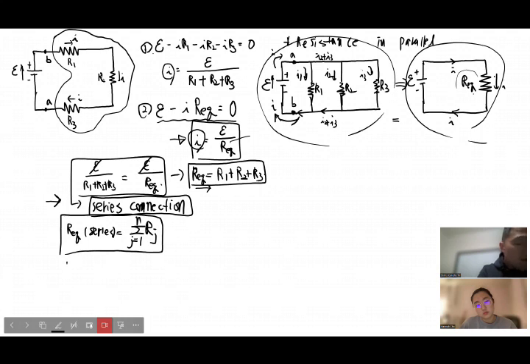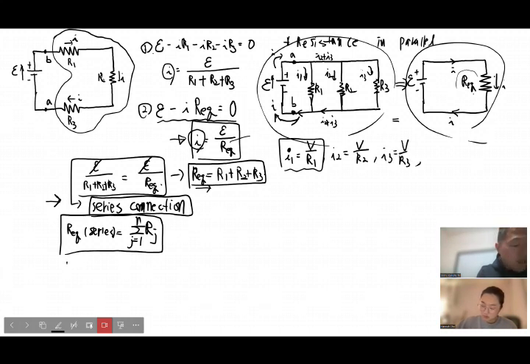Now, based on Ohm's law, the current itself is the voltage divided by resistance. So I1 should be V over R1, and I2 is the same, V over R2. I3 is V over R3. Same for the simple model, V over R_EQ. I'm sorry, that's I itself. This I is the same as this I. Well, let me just change the color.